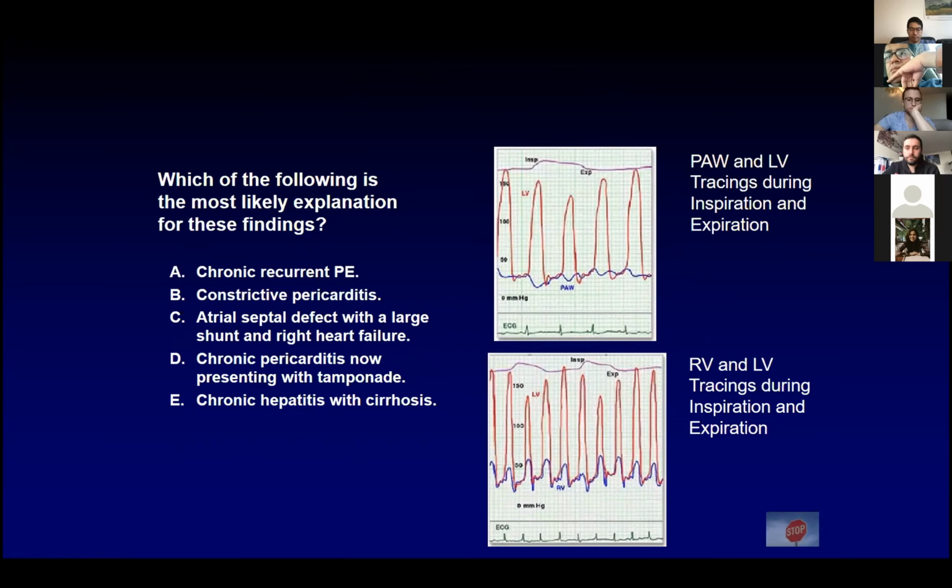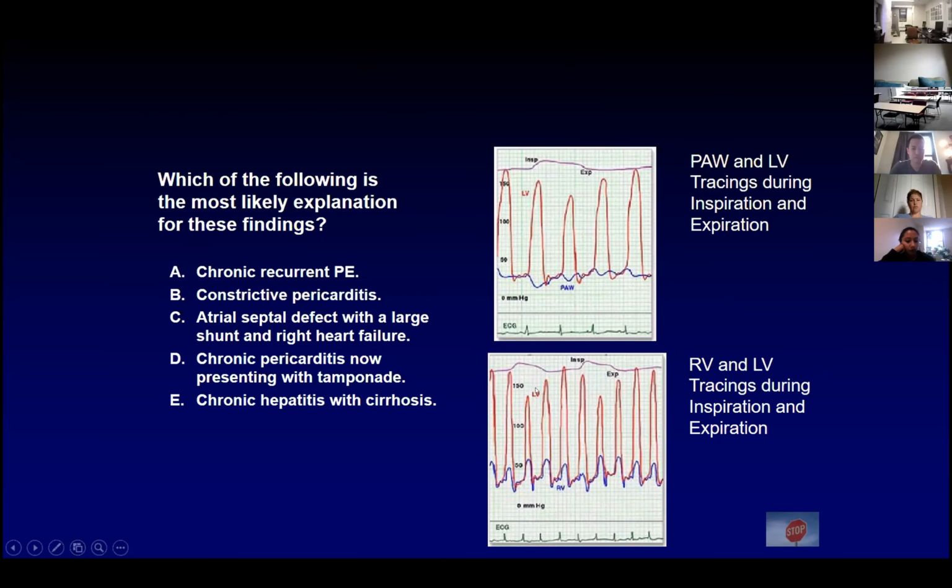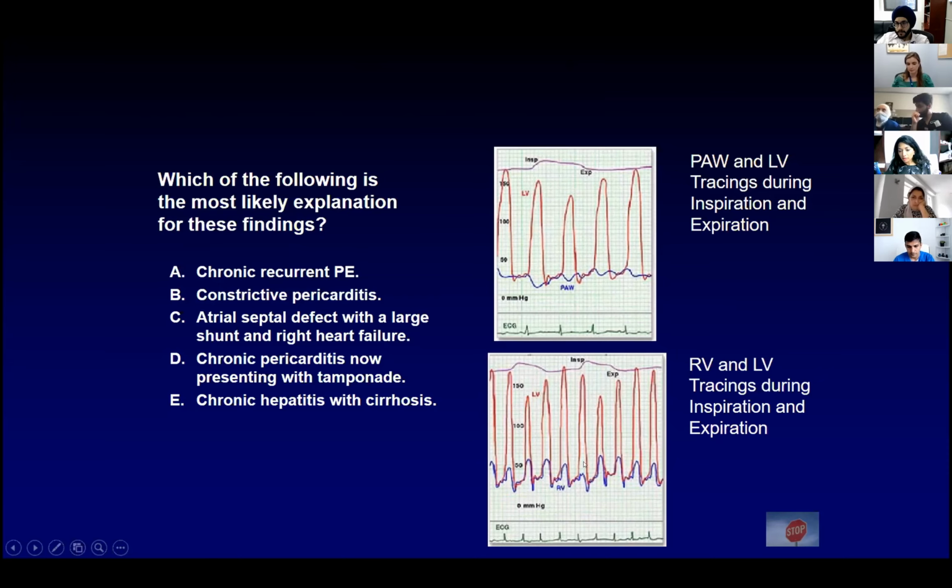Does anyone want to talk about what we're seeing here? So Frida has said option B. Also, I see Andrew saying maybe it's ventricular interdependence. Frida and Fatima, yes. Right. So what we're seeing over here is that with inspiration, when the RV pressure increases, the LV pressure decreases. And conversely, when the RV pressure decreases, the LV pressure increases. So that's ventricular interdependence. The pressures are discordant, and you would see that in constrictive pericarditis.